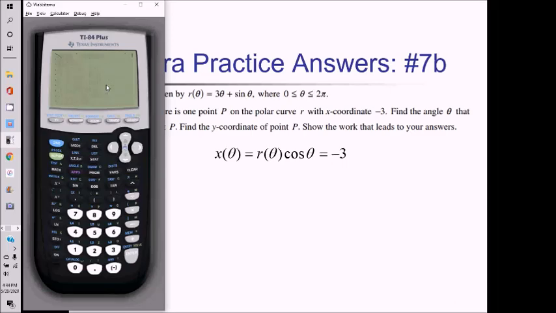So the first thing that is being graphed here, this is x of theta. And the next thing that's going to get graphed is -3, the horizontal line -3. So we do see an intersection there. I'm going to do second trace, option 5, intersect, to see what that is. And let me arrow my spider over there. Press enter 1, 2, 3 times. And that gives us 2.0169 and some change.